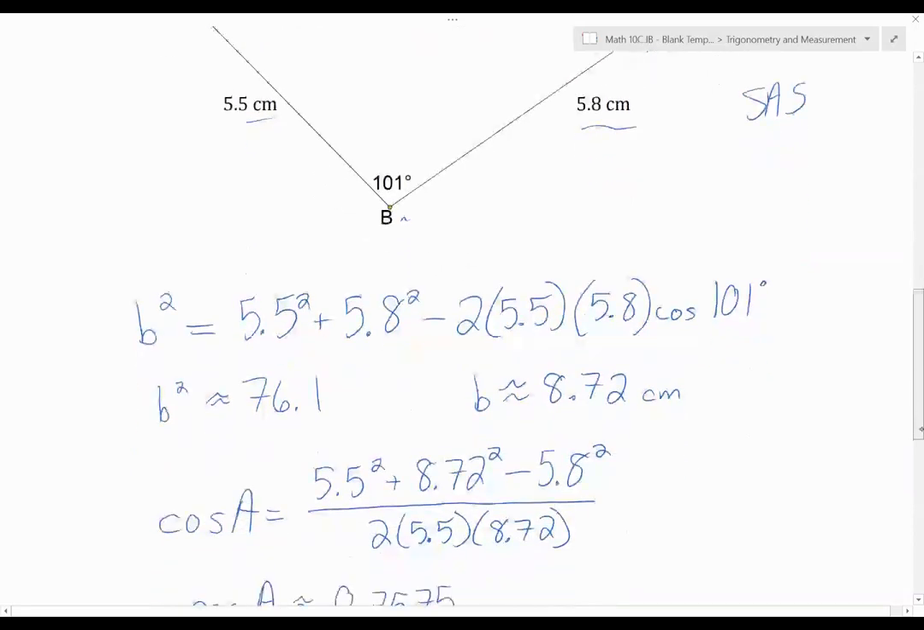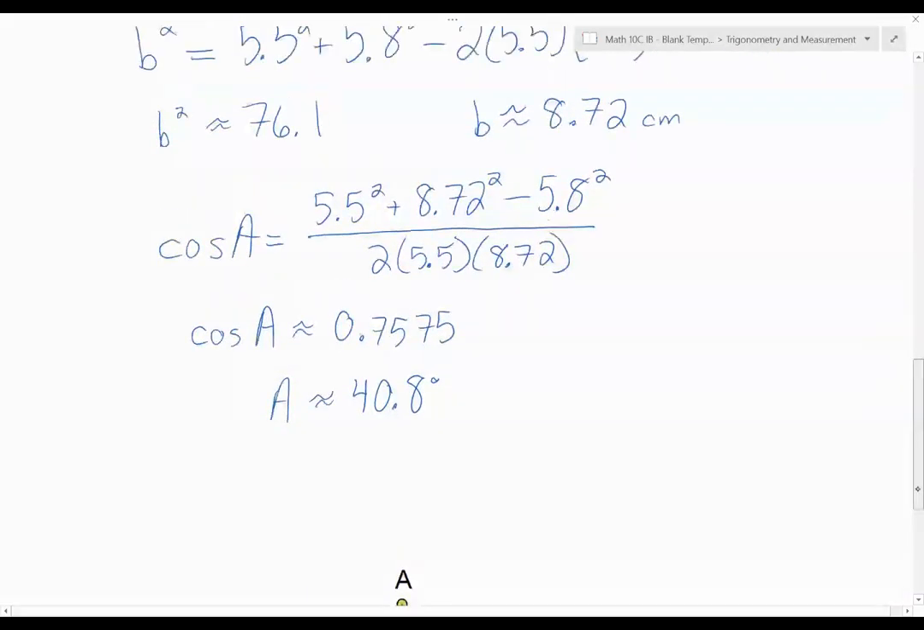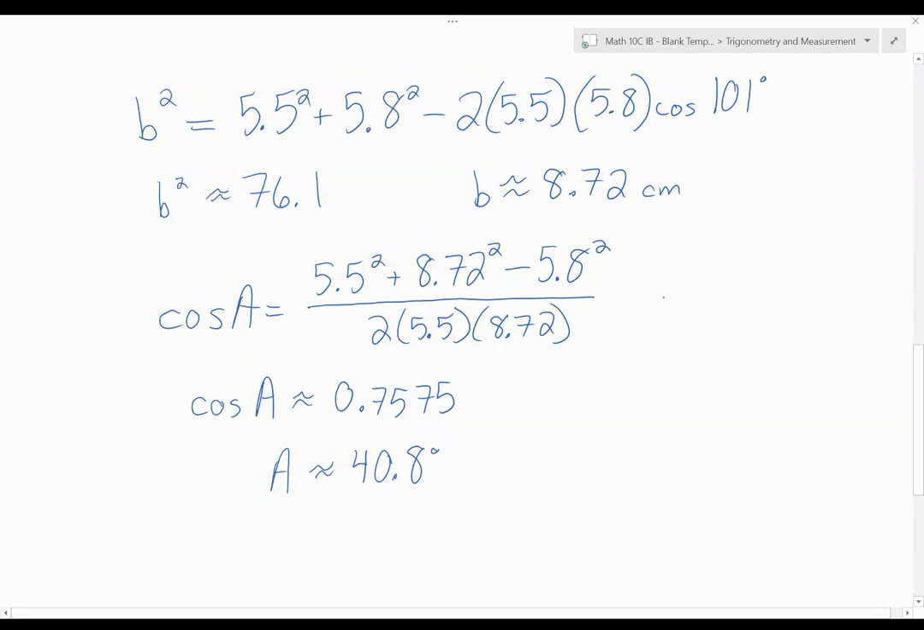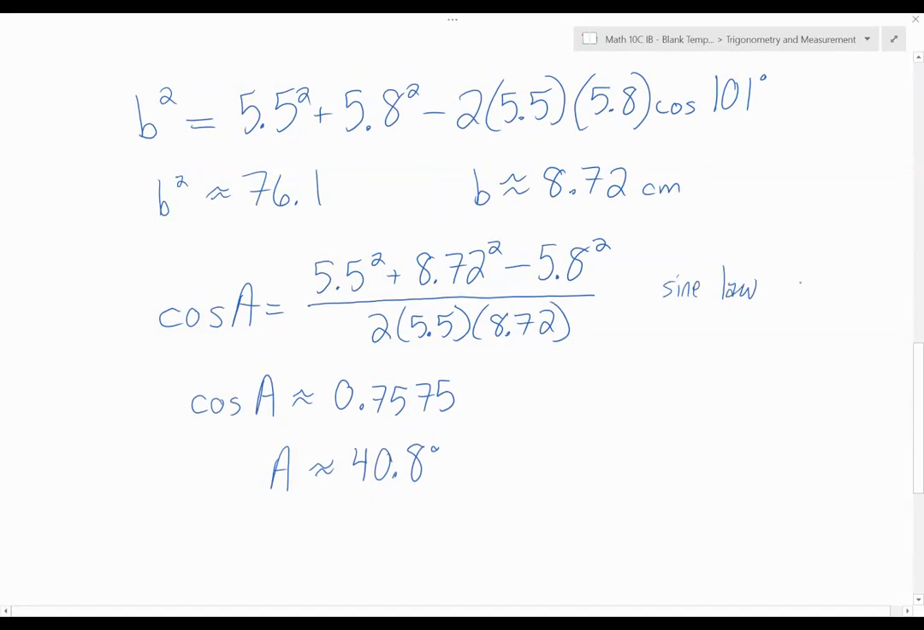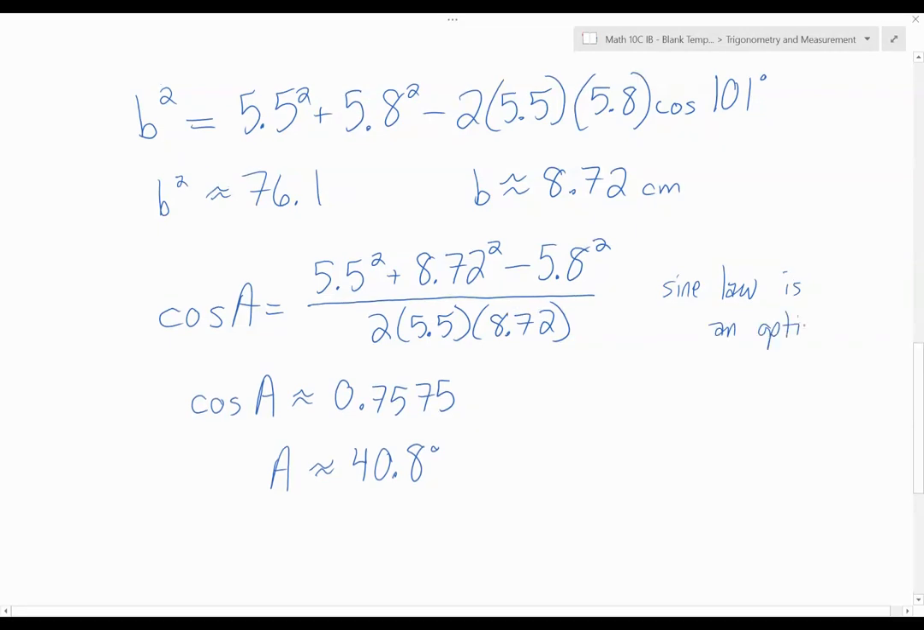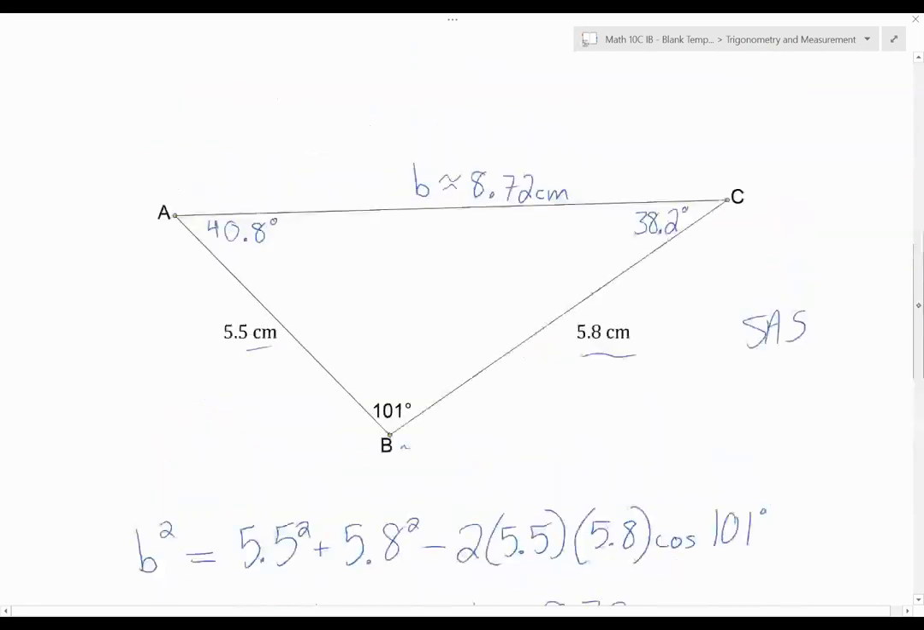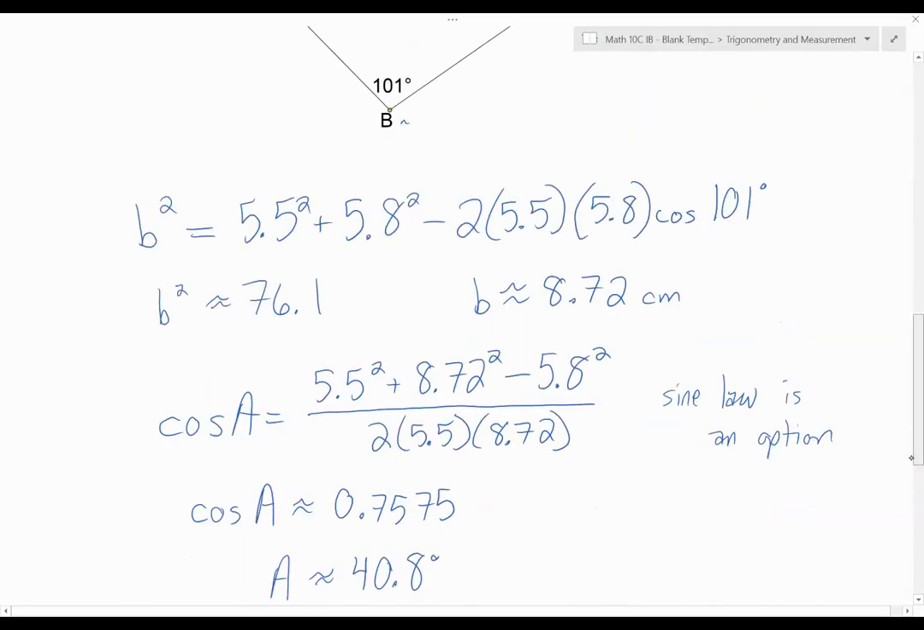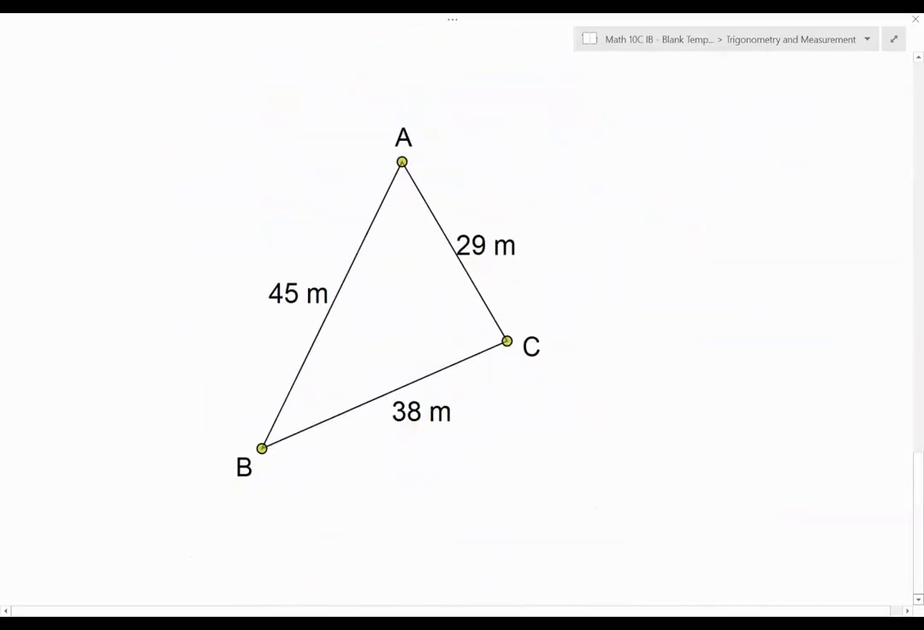Now, I could have found the measure of A using sine law. Sine law also would have worked, but I'm trying to illustrate cosine law here. So sine law is an option. Once I know the length of side B, then I did have a pair of opposites, so I could have used the sine law. All right, now let's say I'm starting with all three sides.